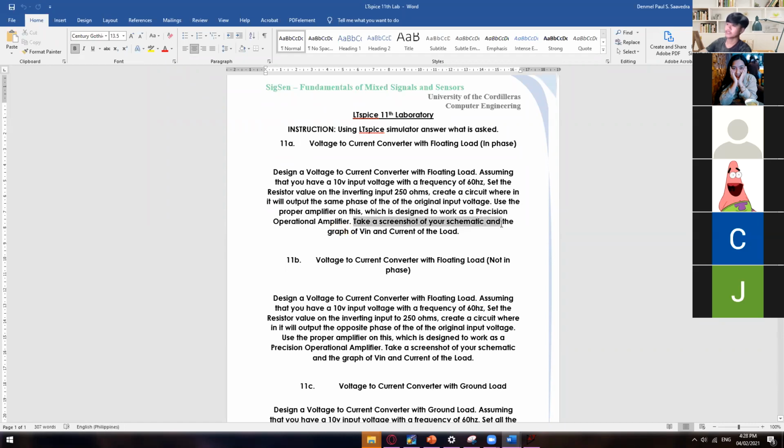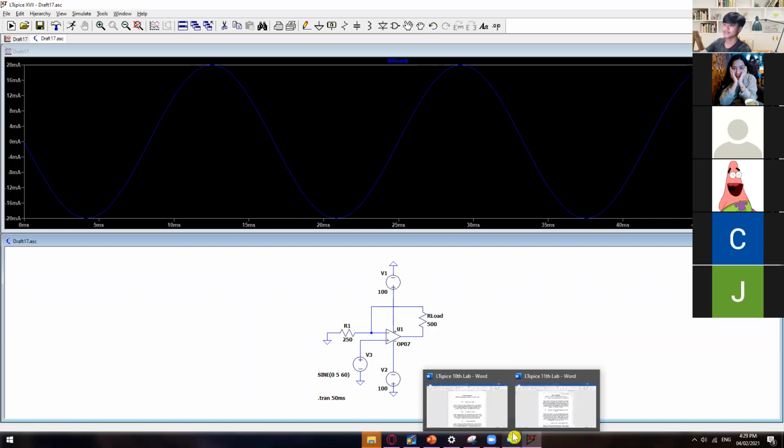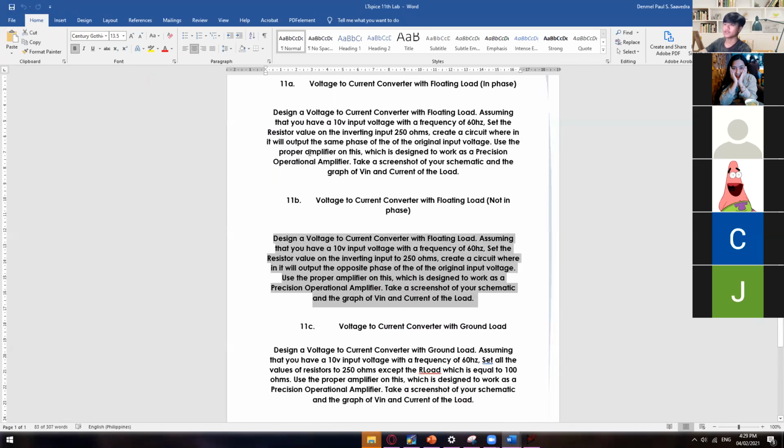And then take a screenshot of your schematic and the graph of the Vin and the current of the load. Before, you were only getting the screenshot of the Vin and Vout, but in the voltage to current converter, of course, you're going to get the voltage input and then compare it with the current, or current loop. Just like what we did in here. So you get the graph of the R load, or the current on this resistance. Okay, so design with in phase and then design with out of phase. Those are the only difference.